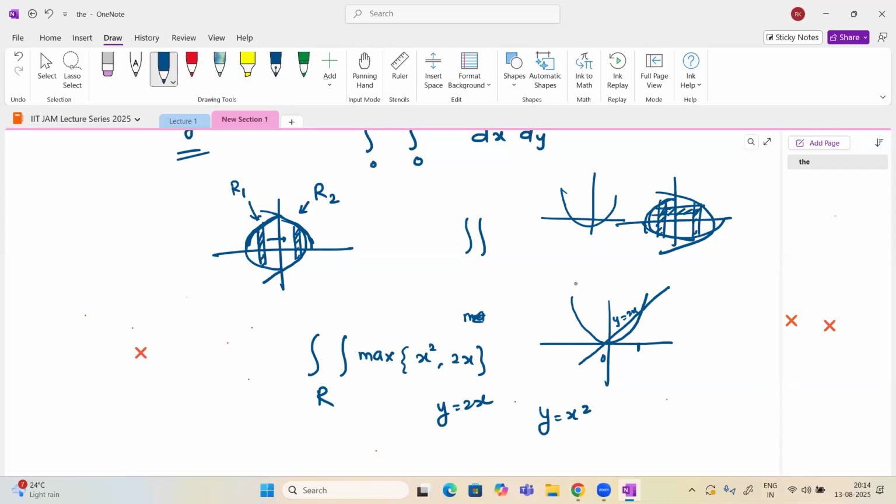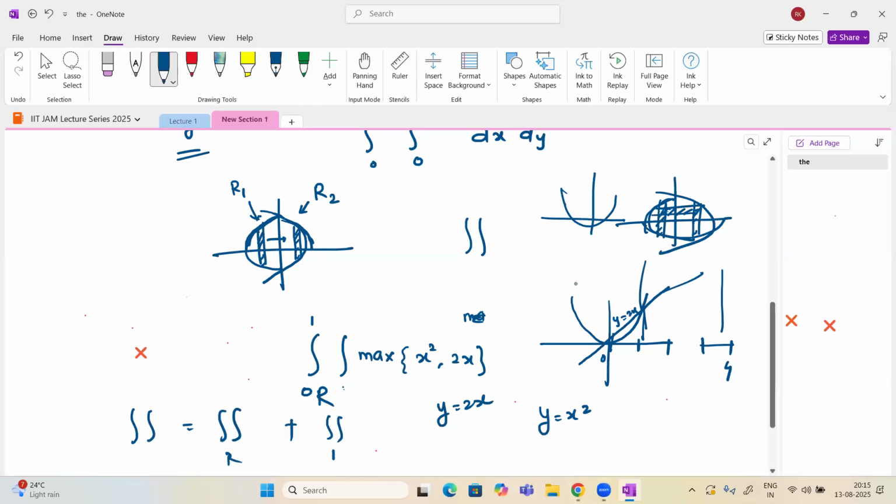That means it depends on these limits. Suppose you have 0 to 1, in that case y is equal to 2x will be the maximum function. But if you have 0 to 4, somewhere here, in that case you need to divide the part. That means you need to split the integration: integration over the first region and integration over the second region. In the first region, y is equal to 2x is the maximum function, but in the second region the parabola will be the maximum function. Understood? So we have to split it, sir.